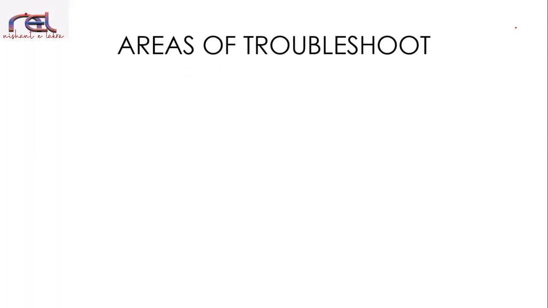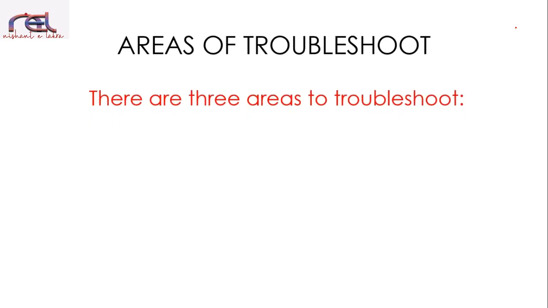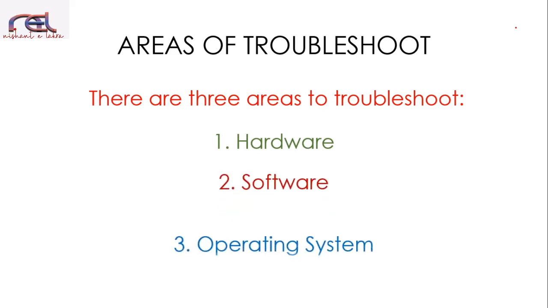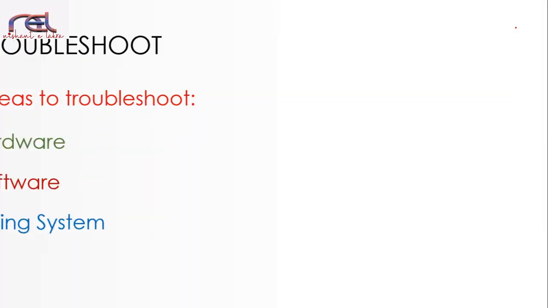Now let's see the areas of troubleshoot. There are 3 areas to troubleshoot, and the first one is hardware, the second is the software, and the third is the operating system. These are the 3 areas to troubleshoot, to find out errors in the computer. I hope you have understood this.